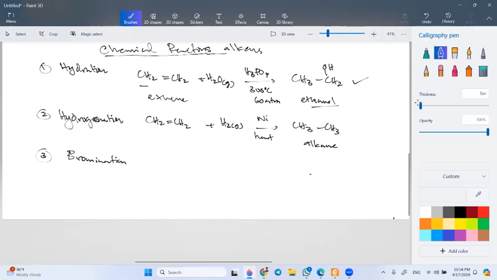Bromination, adding bromine. So same thing happened, children. So when you add bromine here, what happened? The double bond is broken. And this reaction occurs at room temperature. So you'll be getting this sort of dibromoethane. Okay, dibromoethane.